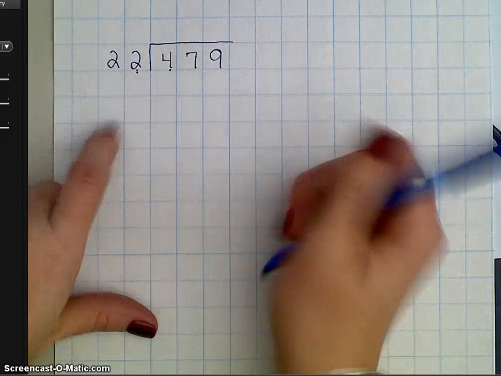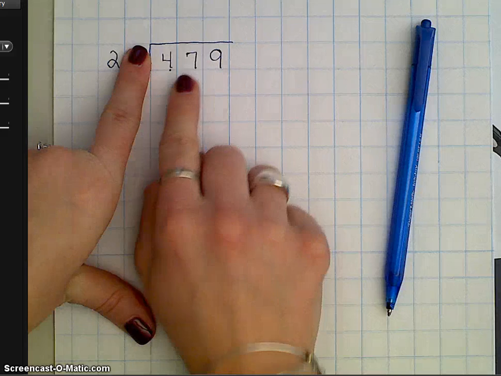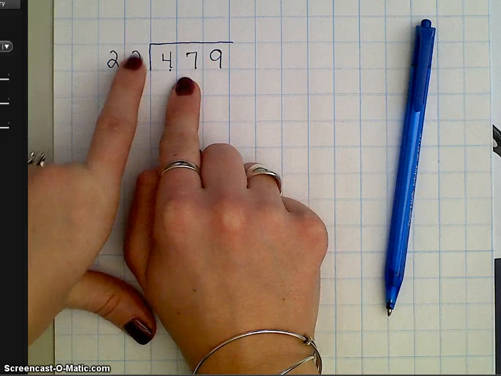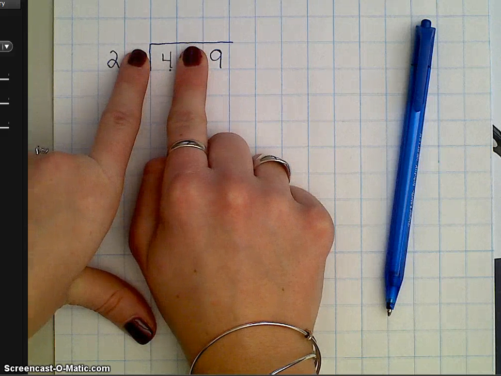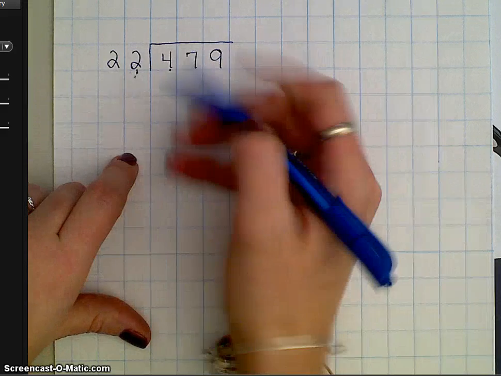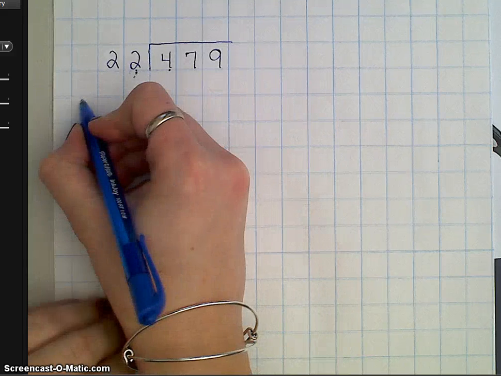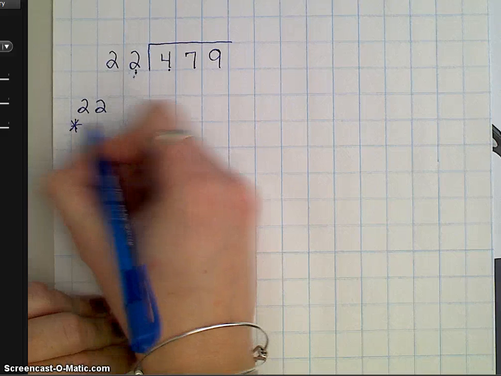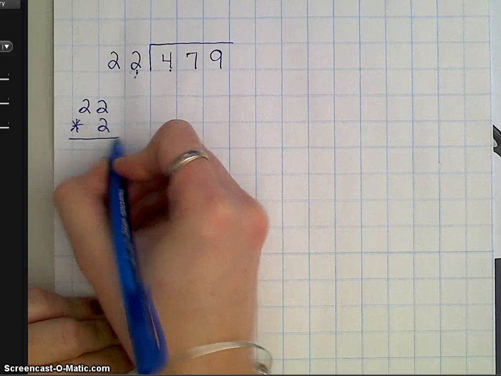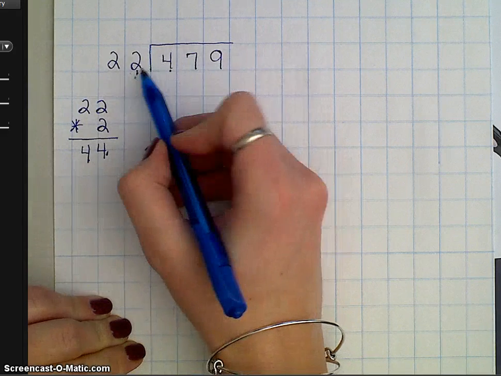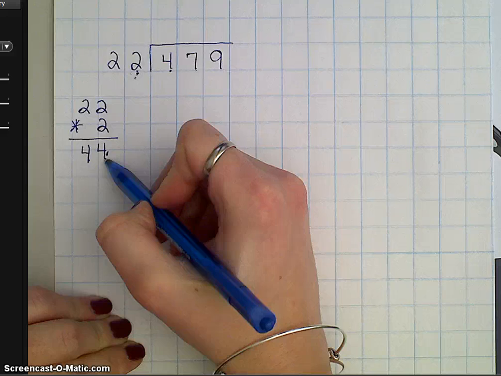What I can do is I can cover up 2 digits, one each, from my divisor and my dividend. If I cover up the 2 and the 7, I'm left with looking at how many times does 2 go into 4? Well, 2 goes into 4 twice. So that seems like a good guess. How many times? 22 times 2 is 44. So that seems like it will work. So I think that 22 goes into 47 twice.